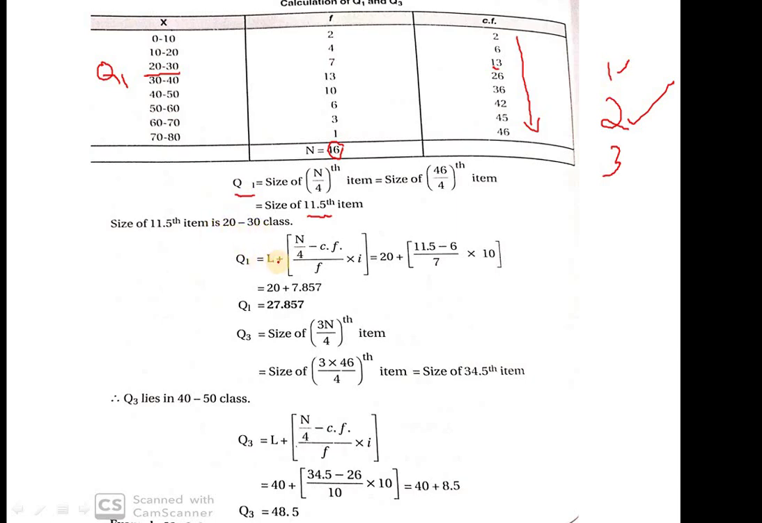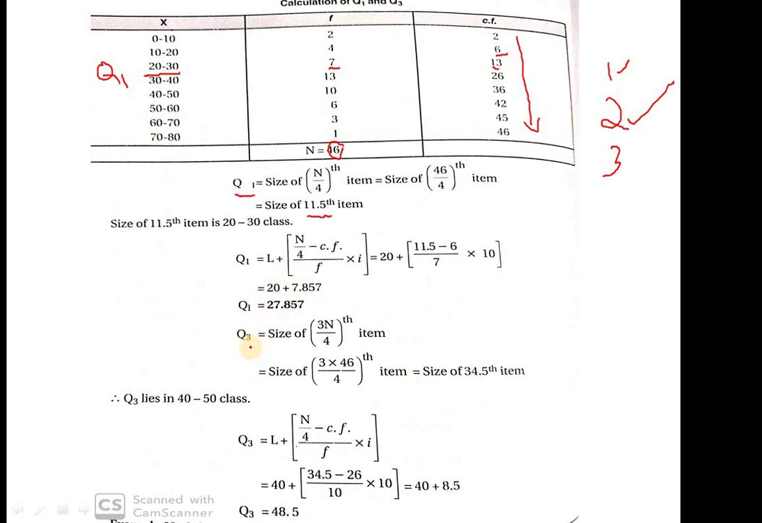So here L is equal to what? Lower limit of the Q1 class, that is 20. N by 4, N is equal to, already we know that, 46. 46 by 4 we got 11.5 minus CF. CF we take the cumulative frequency of the previous class. The previous class is 6. 6 minus F, which is the cumulative frequency of the present class, 7, into 10, which is the class interval. If you multiply that, you will get the answer of 27.5.